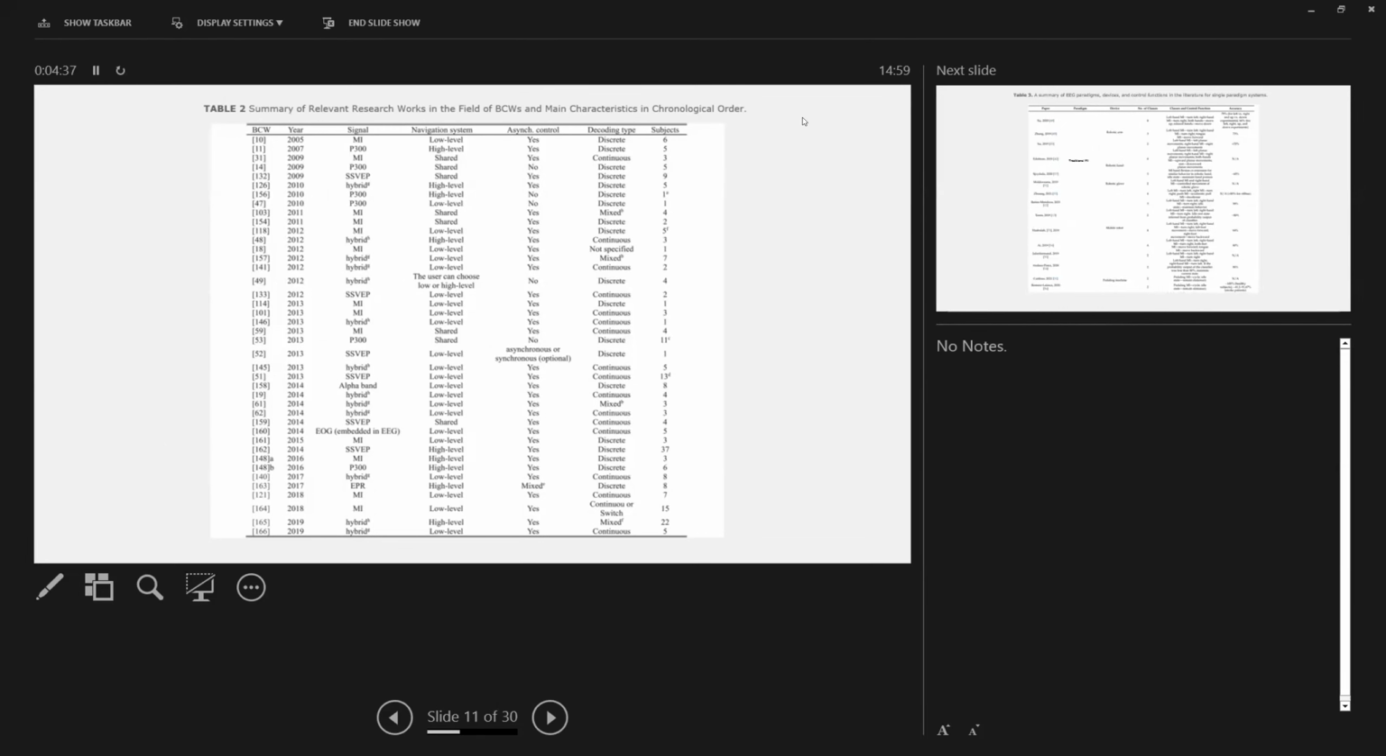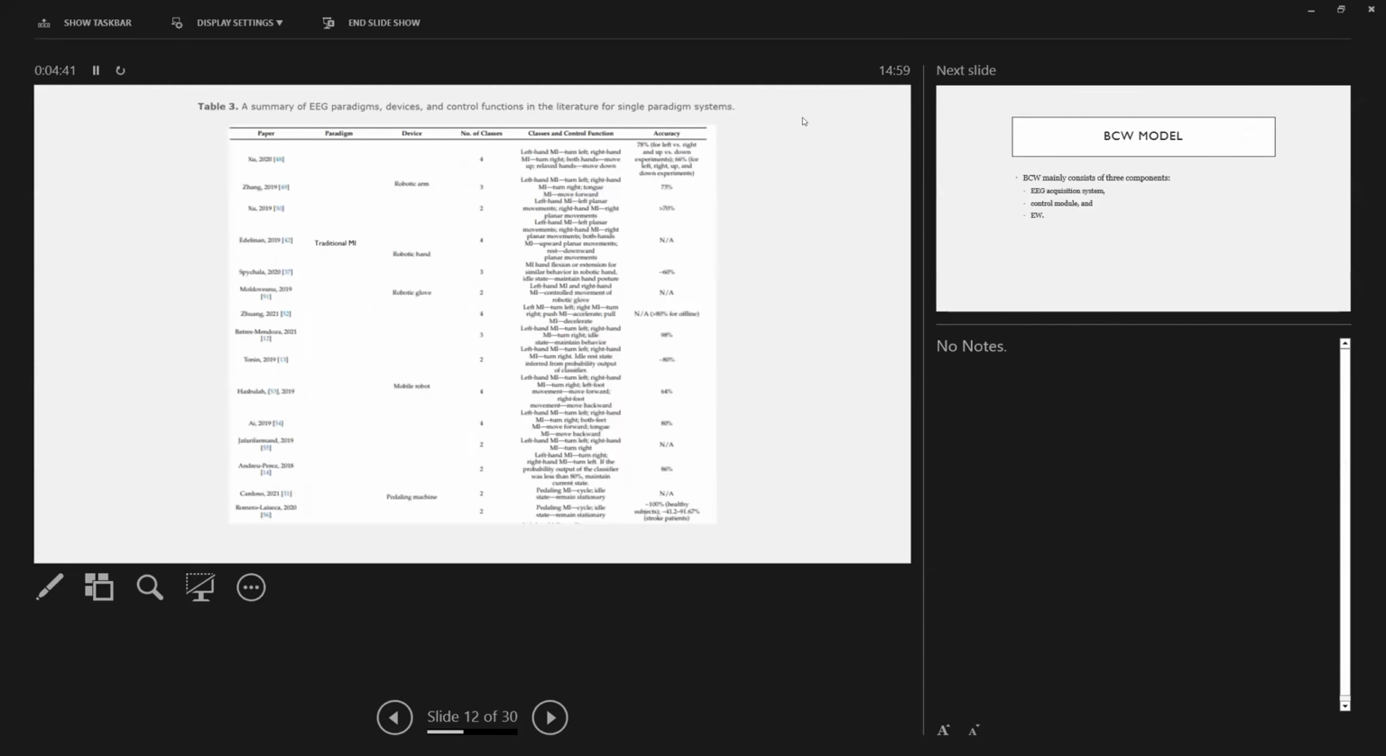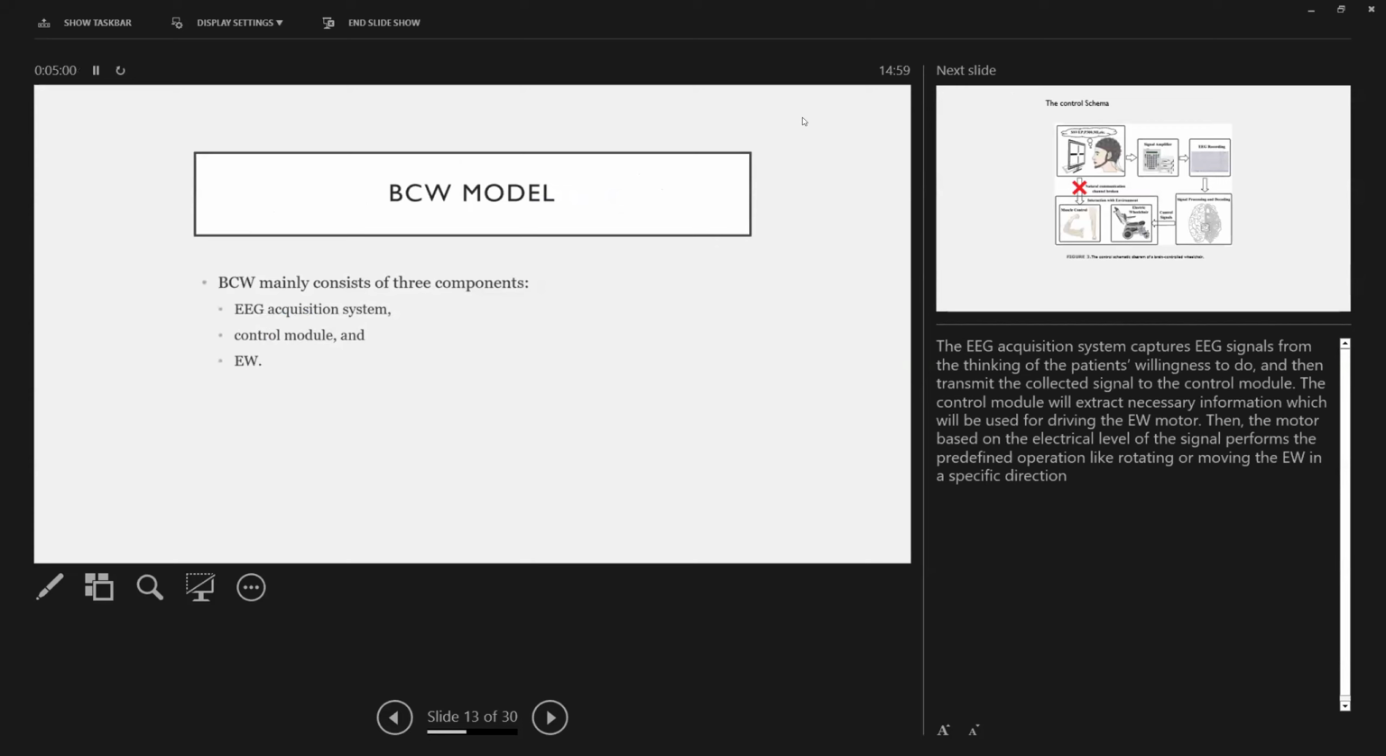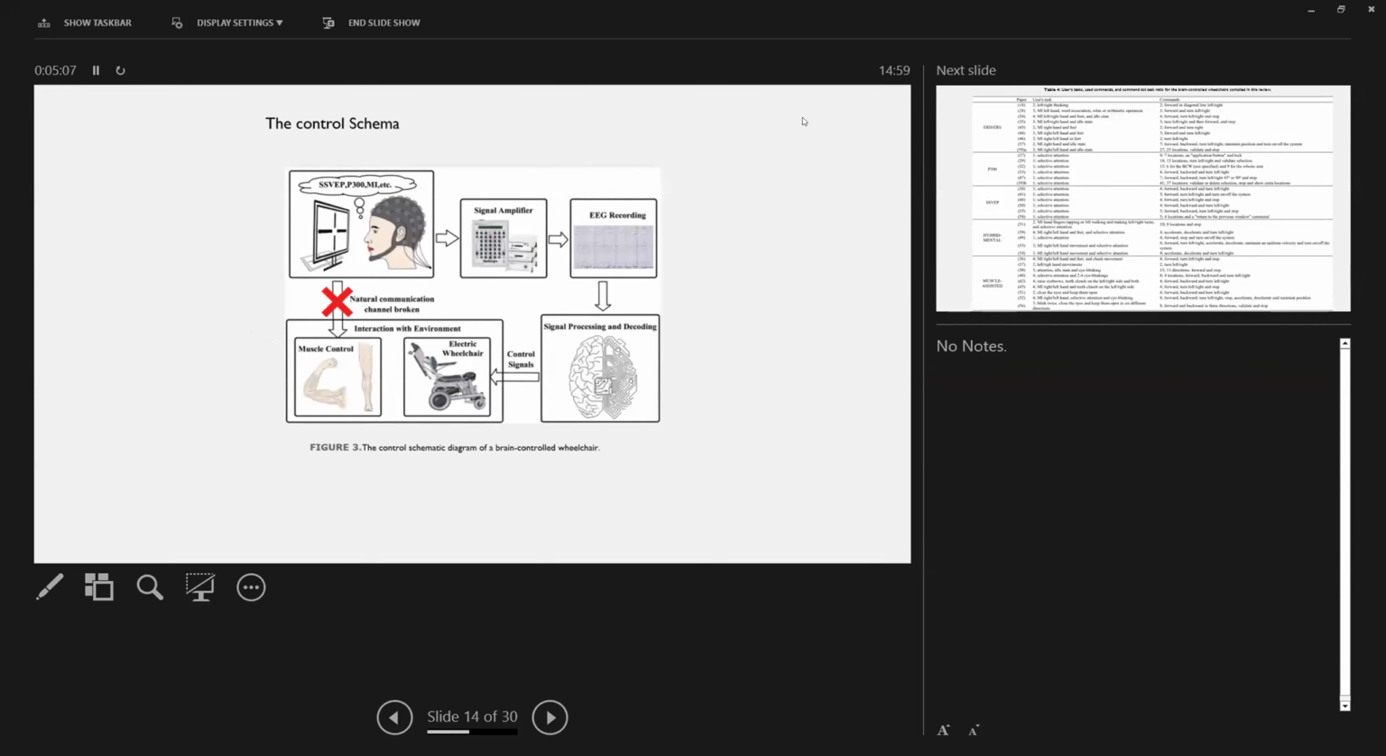This is the control paradigm. Most of the research work is based on the motor imagery system, that is, how the thought process controls the movement of the motor. It basically works on the control model in the wheelchair.